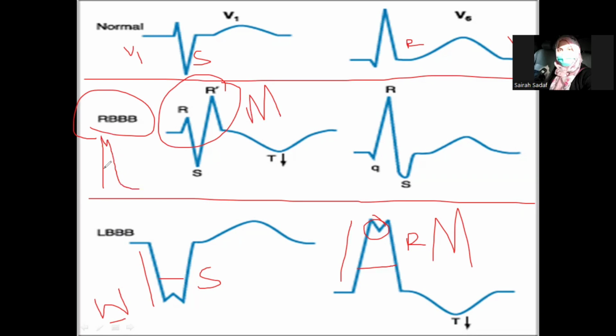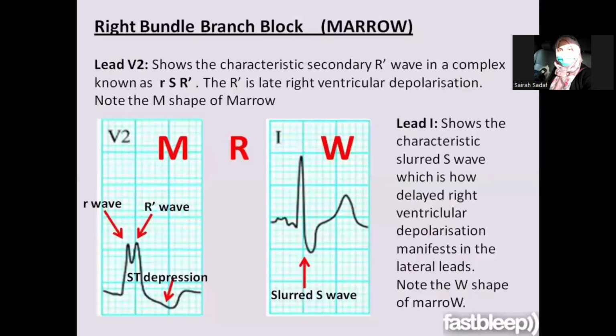There will be an R wave in the V1 lead, taller, broader, wider, and with a slurred tip. And when we look at V6, there will be a prominent S wave, broader and deeper, and there will be slurring in the QRS complex. Okay, this is the RSR pattern, also known as slurred QRS complex.